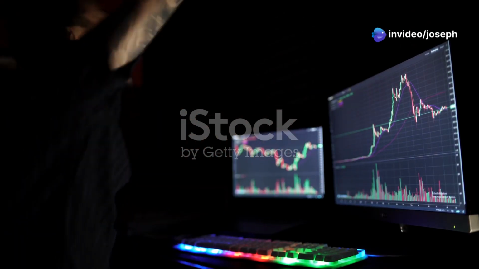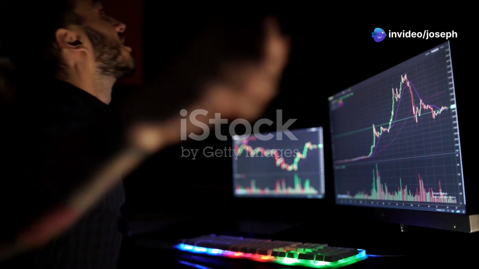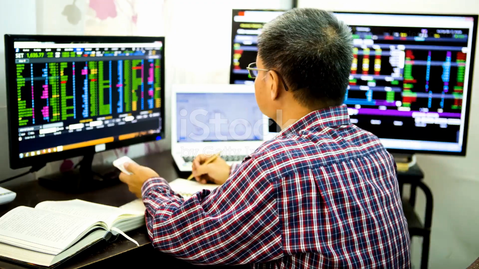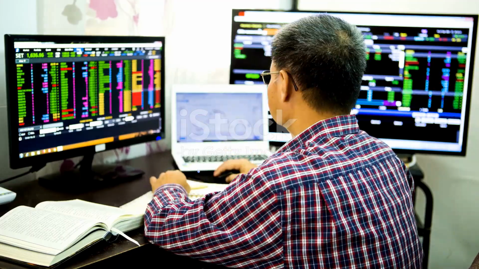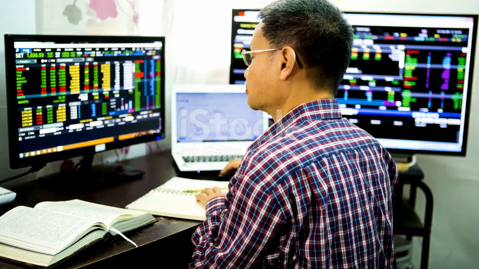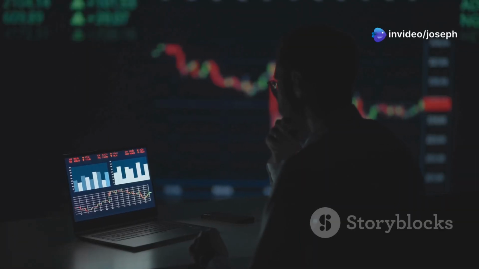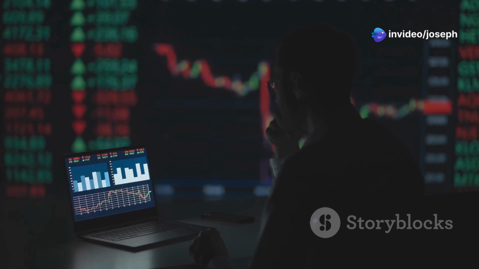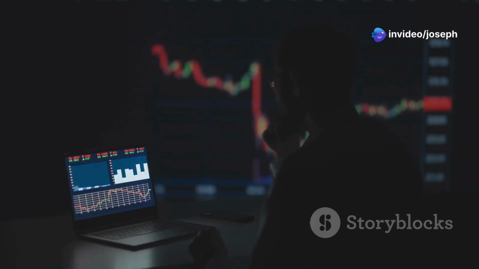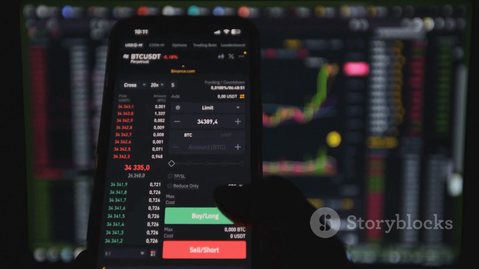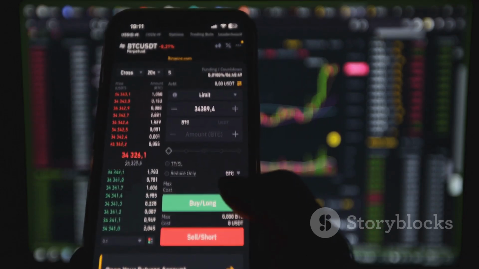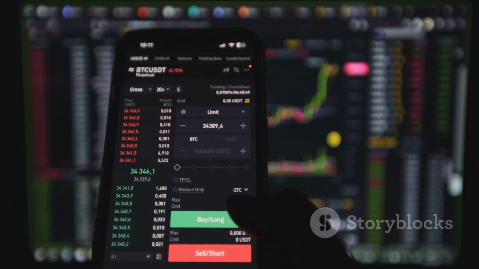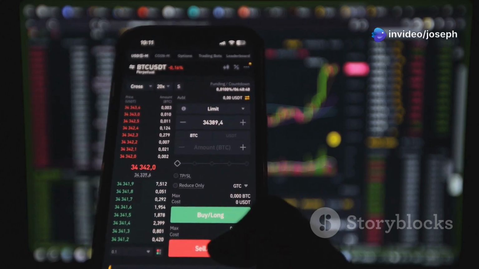Let's talk about backtesting, the secret sauce to refining your trading strategy and gaining the confidence to pull the trigger. Think of backtesting as taking your trading strategy for a test drive before hitting the live markets. It's about going back in time and seeing how your strategy would have performed historically, giving you valuable insights into its strengths and weaknesses.